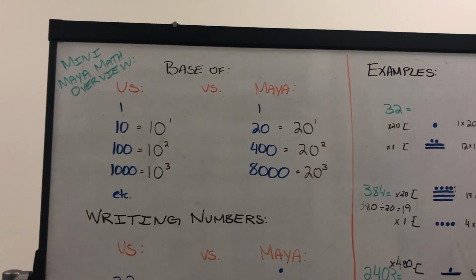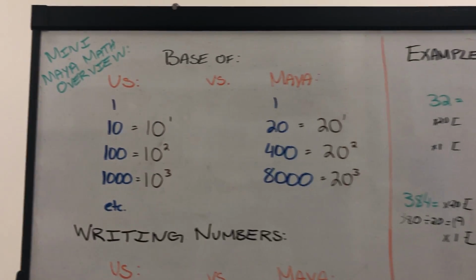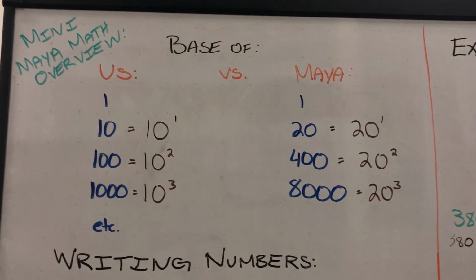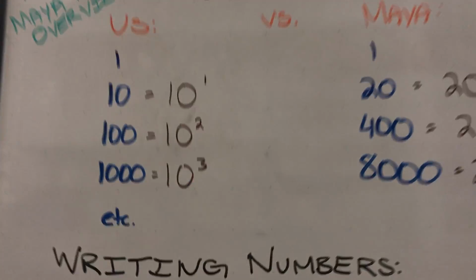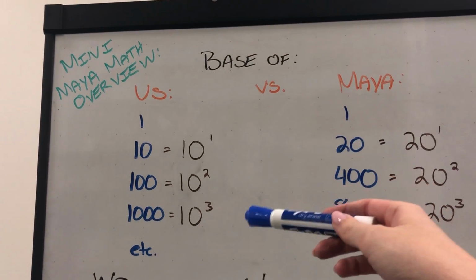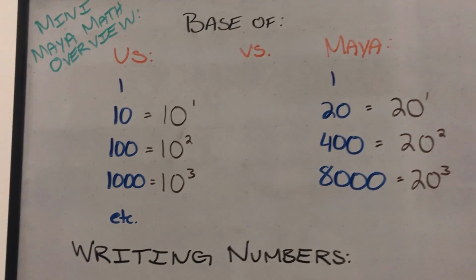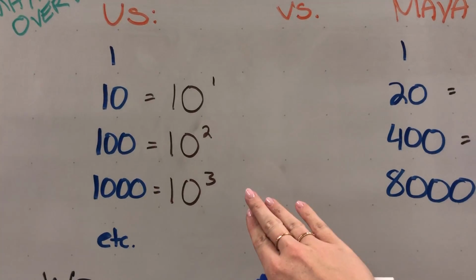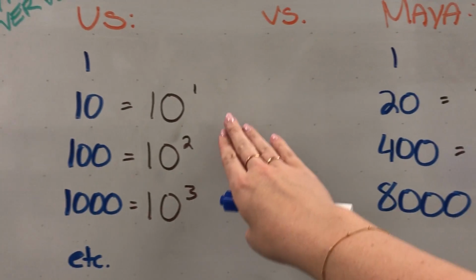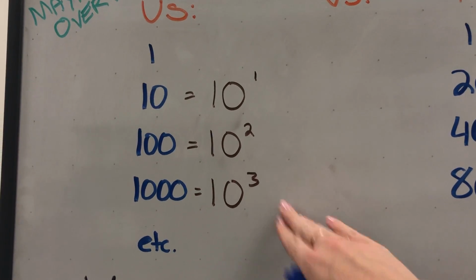So what I want to do here is just explain the basics starting from the beginning. We're going to compare our system to the Maya system, because it's really hard to explain how the Maya system works without understanding our own system first. So let me just grab a pen here. Looking at our system, we're talking about bases. We've been throwing this term around a lot, but basically this is just how our system is set up. We have a base of 10, as opposed to the Maya base of 20. We have different levels within our numbers: our ones, our tens, our hundreds, our thousands, etc.